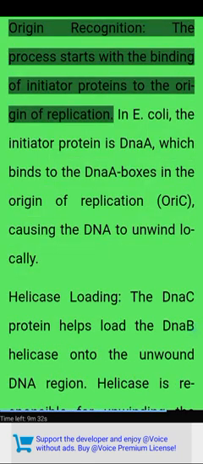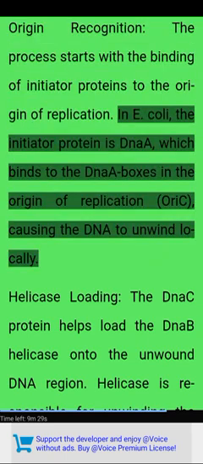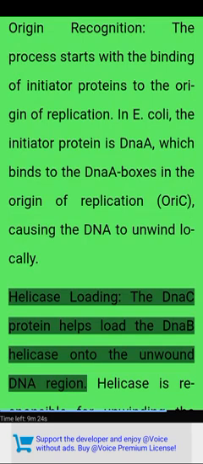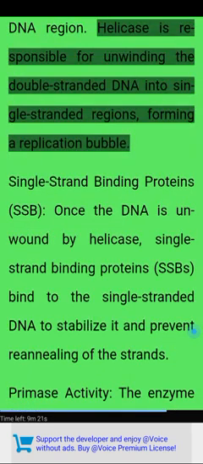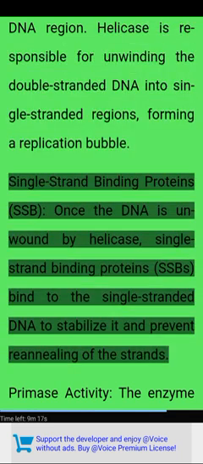Origin recognition. The process starts with the binding of initiator proteins to the origin of replication. In E. coli, the initiator protein is DnaA, which binds to the DnaA boxes in the origin of replication, causing the DNA to unwind locally. Helicase loading. The DnaC protein helps load the DnaB helicase onto the unwound DNA region. Helicase is responsible for unwinding the double-stranded DNA into single-stranded regions, forming a replication bubble.